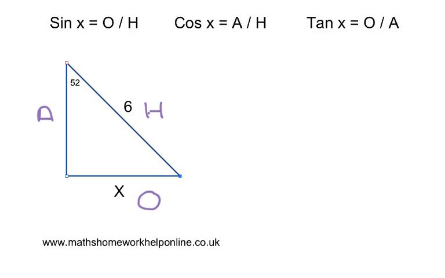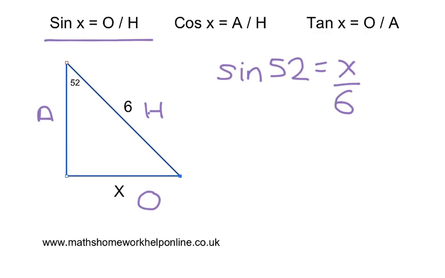So therefore, if we look at the rules, the rule that uses O and H is sine, so we're going to use sine x. So if we put that into the equation, we've got sine 52, because that's the angle, is equal to the opposite length, which we know is x, over the hypotenuse, which we know is 6.